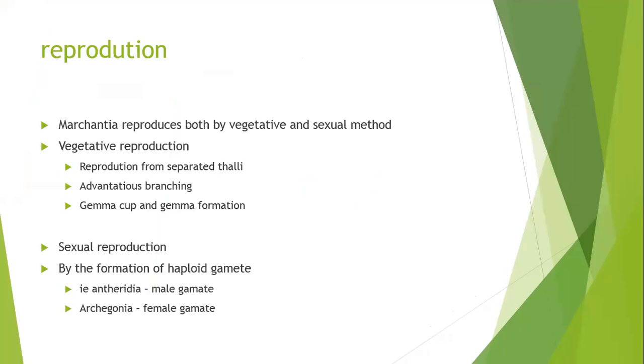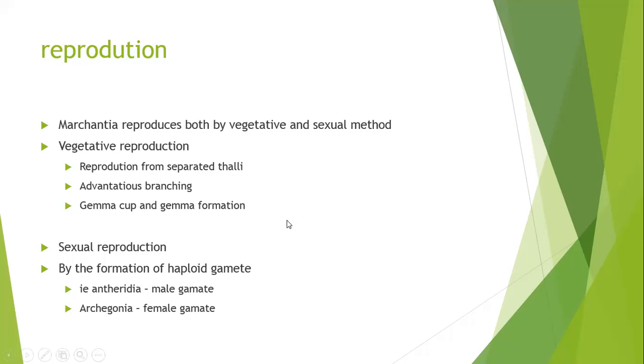You know what the sexual method is? It is the formation of a new plant from the zygote. That is, it involves the formation of gametes, which are haploid in nature. The haploid gametes are the antheridia and archegonia. The antheridia is the male gamete and the archegonia is the female gamete. When they fuse together through the process called fertilization, they form the diploid zygote, and this diploid zygote develops into a new plant. So this is about sexual reproduction.